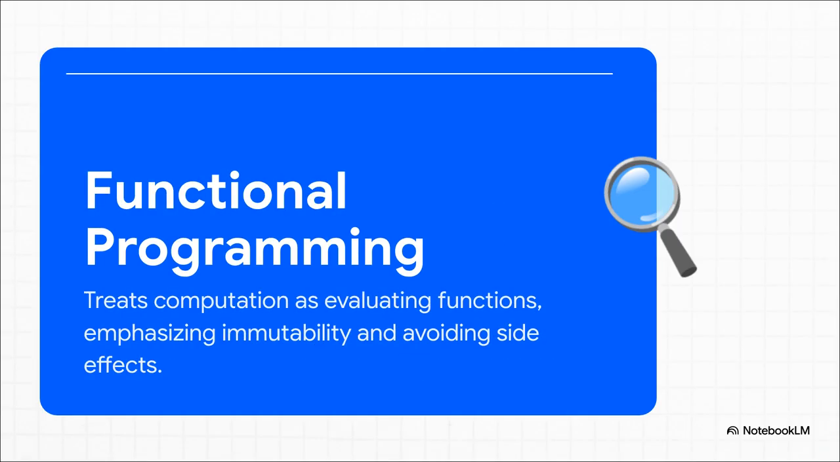Then we have functional programming. This paradigm treats every single computation like it's a pure mathematical function. The 2 big ideas here are immutability, meaning data never changes once it's created, and avoiding side effects. When you combine those, it means a function will always give you the exact same output for the same input, no surprises. This makes your code incredibly predictable and super easy to test. For data transformation pipelines where reliability is everything, this is pure gold.